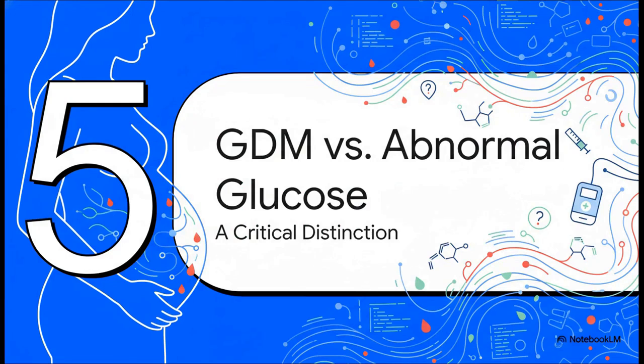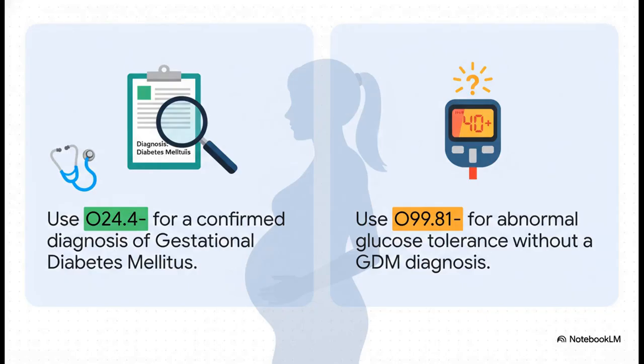All right, let's clear up something that trips up a lot of people. What happens when a pregnant patient has an abnormal glucose test, but the doctor hasn't officially diagnosed them with GDM? How in the world do you code that? It's actually pretty simple. It all boils down to what the physician has documented as the final diagnosis. If the provider writes gestational diabetes, plain and simple, you're using O24.4. But if the documentation just says something like abnormal glucose tolerance and doesn't confirm GDM, then you have to use a code from O99.81 instead. These are two totally different clinical situations, and they get two totally different codes.